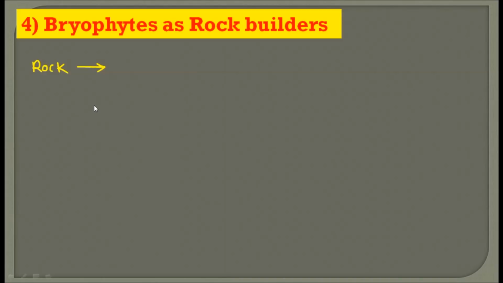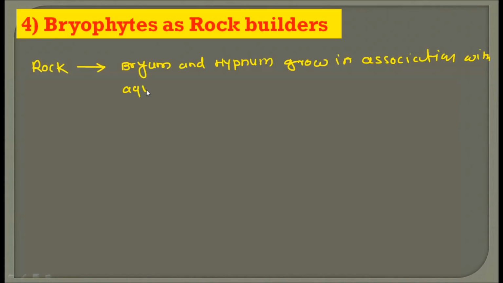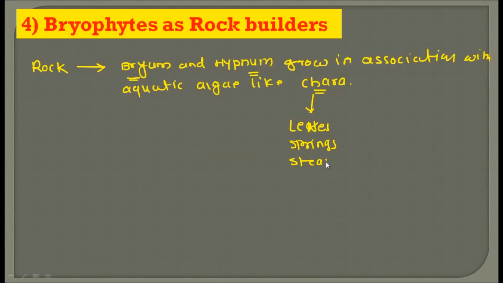In the reverse, bryophytes can also act as rock builders. Now let us see how they can build the rock. The bryophytes like Bryum and Hypnum grow in association with aquatic algae, Chara. This combination of bryophytes and Chara grows in lakes, springs, and streams.